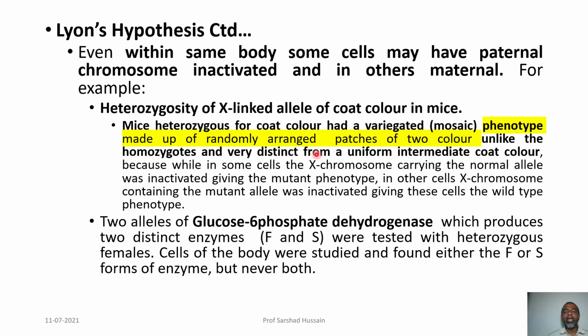That means it is having patches of 2 different colors on the body, unlike the homozygotes. Homozygotes, otherwise, say for example, both X chromosomes are having a similar type of gene allele, or say for example, in the male when only one X chromosome is present, again having only one type of allele, that is not showing this type of randomly arranged patches.